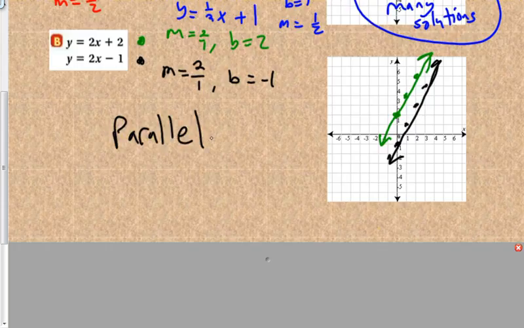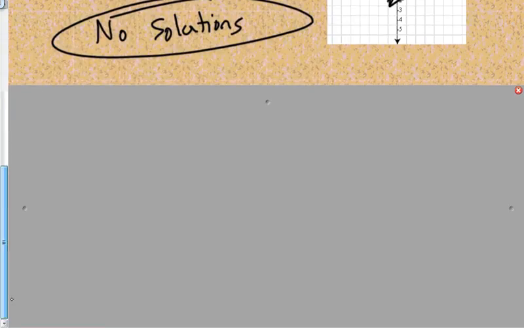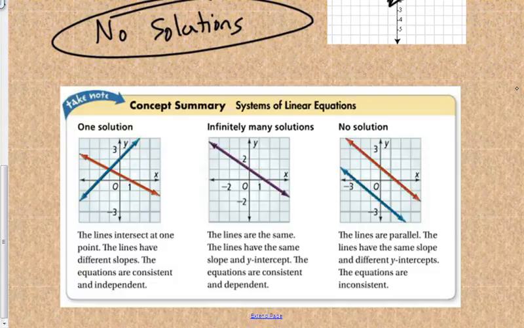If they never cross, there's never going to be an ordered pair that would work for both of those, meaning there will be no solutions for this one because they never cross. So there's no solutions. And these actually make up the three situations we've done. We've done where there's one solution, where they cross at one point, they intersect at one point. And we've also done the exact same lines, which would be infinitely many solutions.